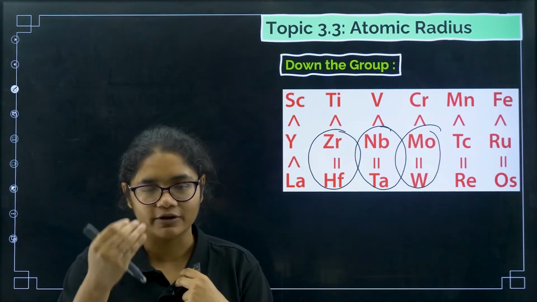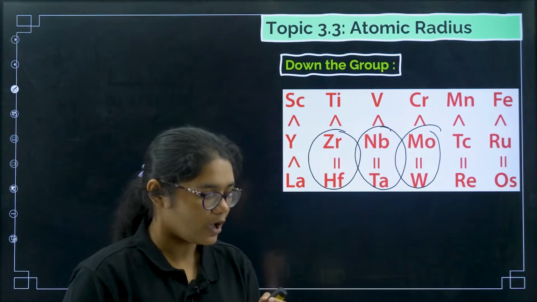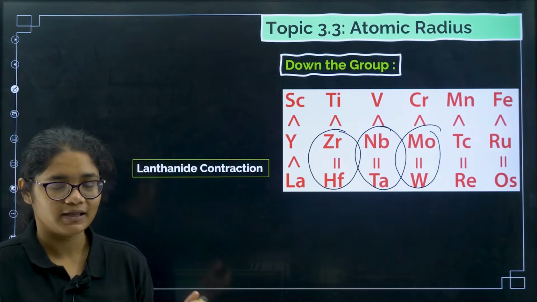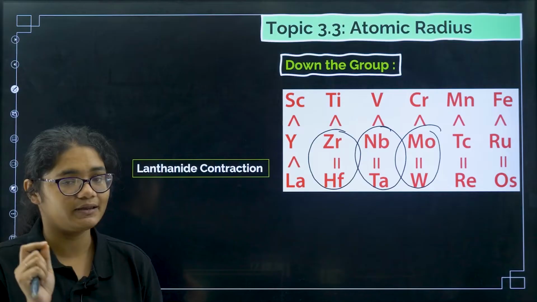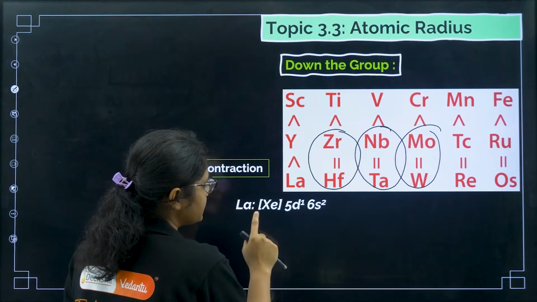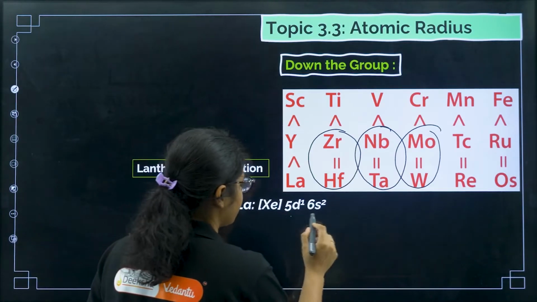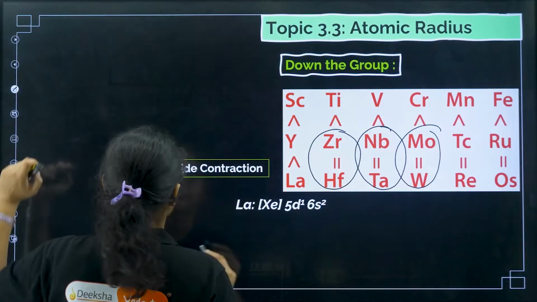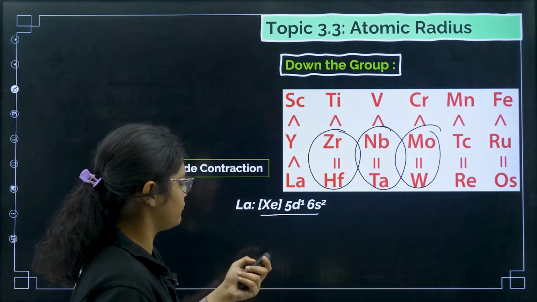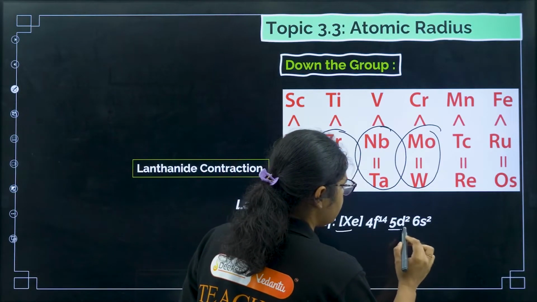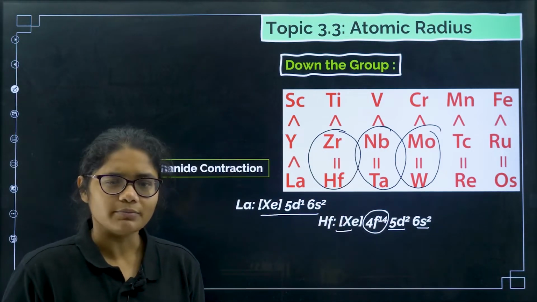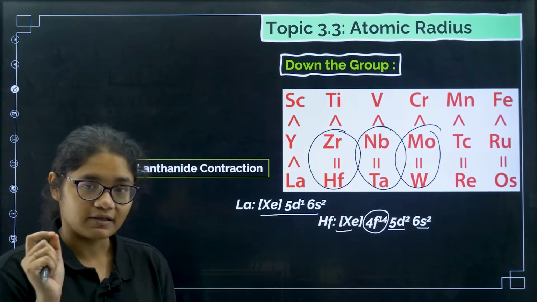How can the size become the same when a new shell is added? The reason for this is lanthanide contraction. It may be a new term, but it is a very important topic we need to discuss. The electronic configuration of lanthanum is Xe 5d1 6s2. For hafnium, it is Xe 5d2 6s2, but there is something here: 4f orbitals have been added. Now ma'am, what is the problem if 4f orbitals are added?